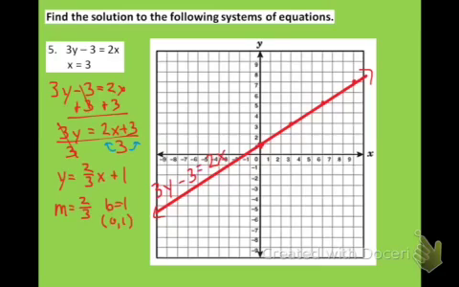The second equation is going to be a vertical line straight through 3. Again, making sure you have arrows and you label. And we need to find the coordinates of that intersection point, which are the point (3, 3). So hopefully this gives you a pretty good idea of what's going on.